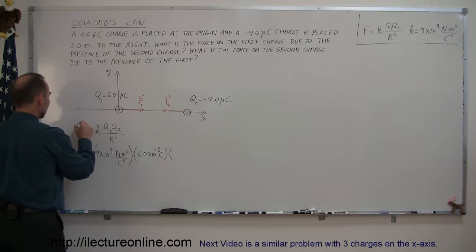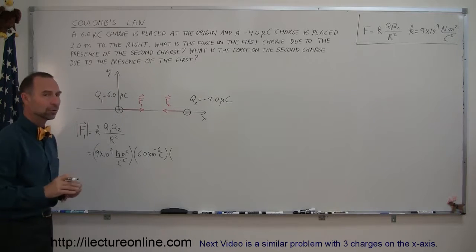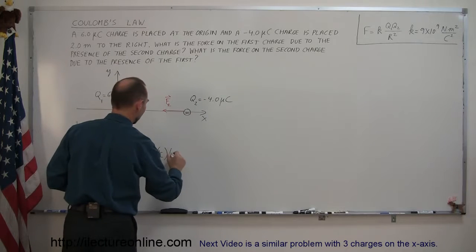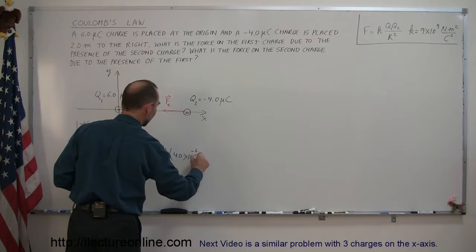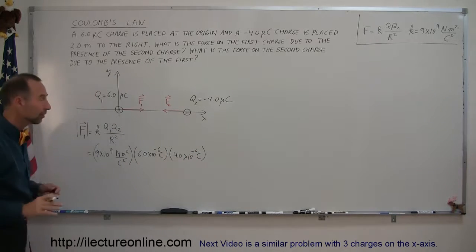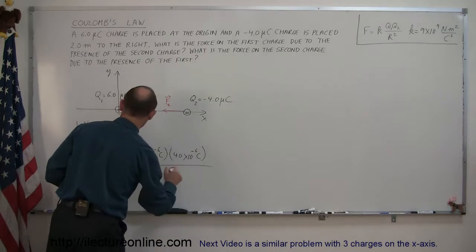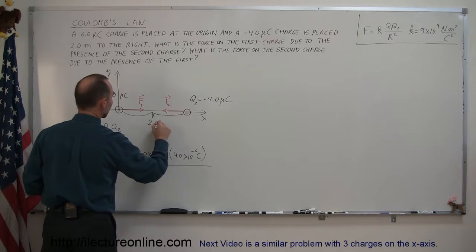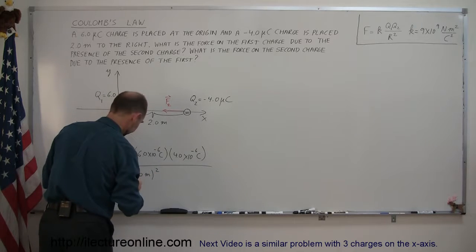Well, the best way to think about it is, let's just say that we write it like this, where we indicate that we're finding the magnitude of the force. And magnitudes don't have direction or signs, so we can just take the absolute value of that, and so write 4.0 times 10 to the minus 6 coulombs. Again, the sign doesn't matter here since we're simply finding the magnitude of the force, and then we divide the whole thing by the distance between them squared. Knowing that the distance between them here is 2.0 meters, we can write (2.0 meters) squared.